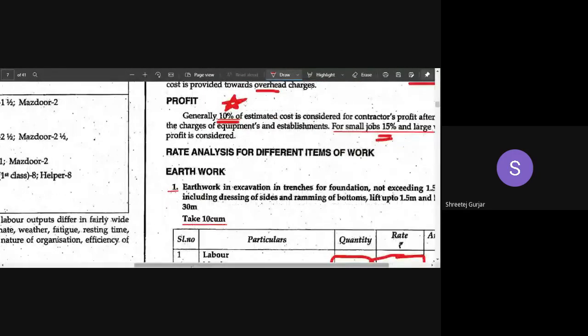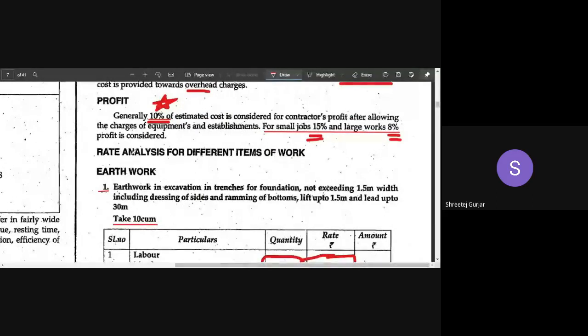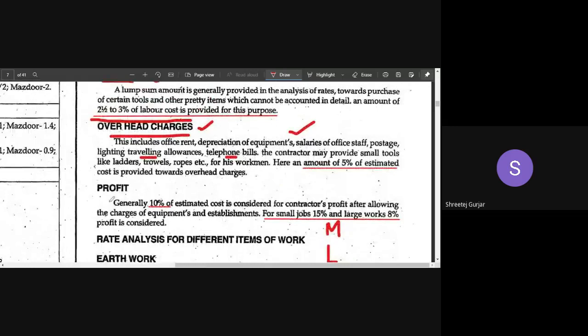Next, analysis of different items of works and rate analysis. Now we are starting with rate analysis of different kinds of works. So what does rate analysis include? Can you tell me the main things that are included in rate analysis? Let me tell you, the main things included are material cost and then labor cost. And then some percentages we will add, that is some percentage of profit.